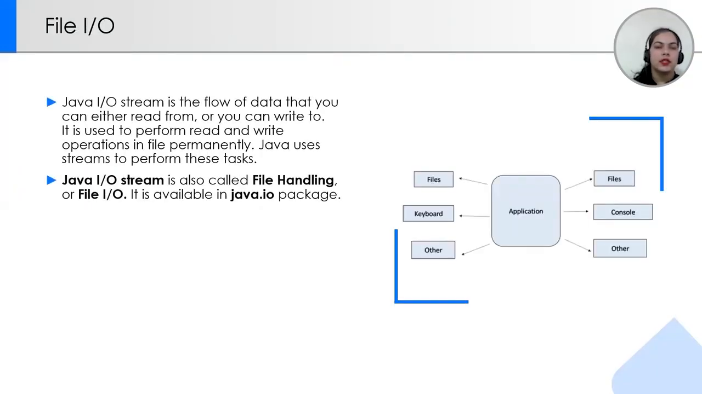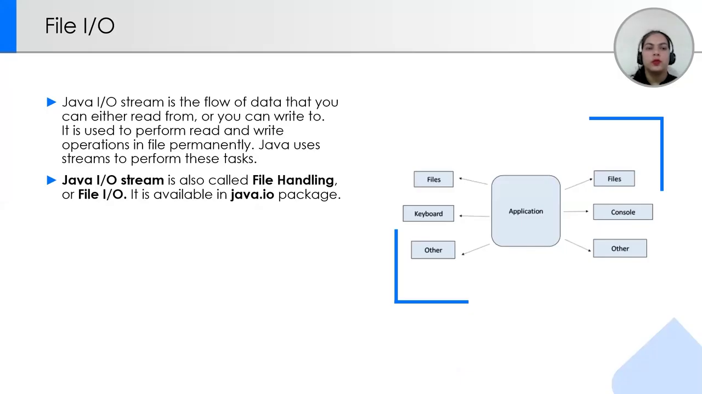So before discussing the programs, let's discuss what file IO, or IO file, in Java actually is. I stands for input and O stands for output. So basically file IO means file input output, or you can also say input output file. Okay, so there is a stream in Java which is known as the input output stream.